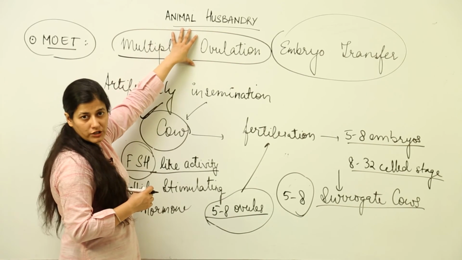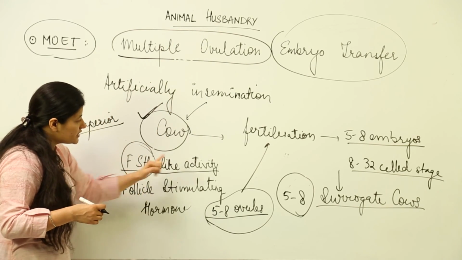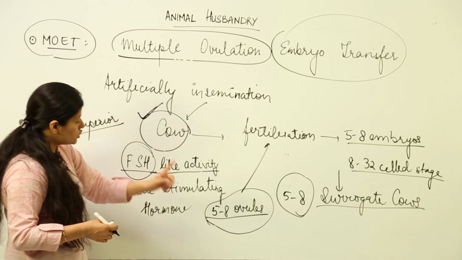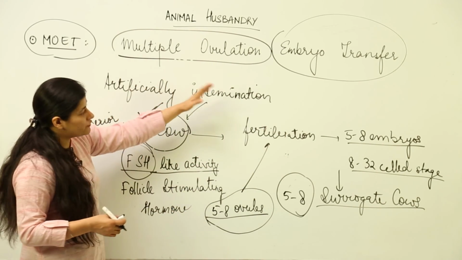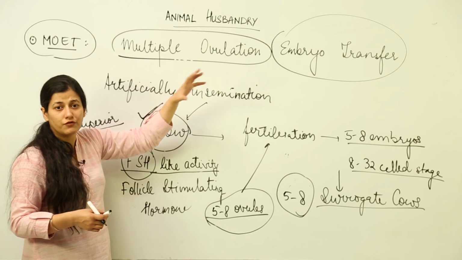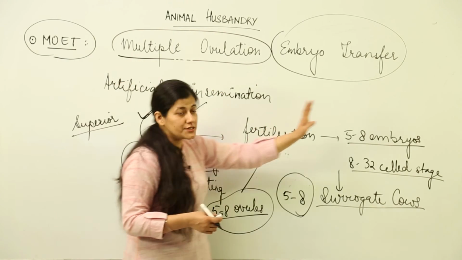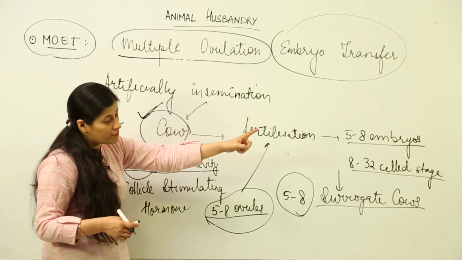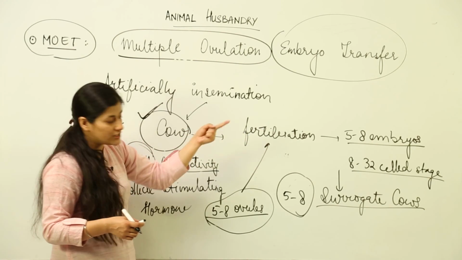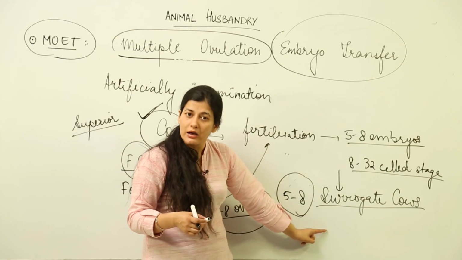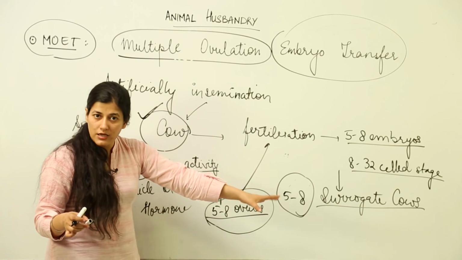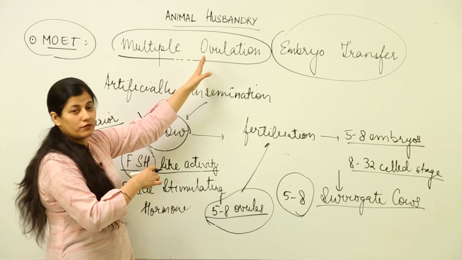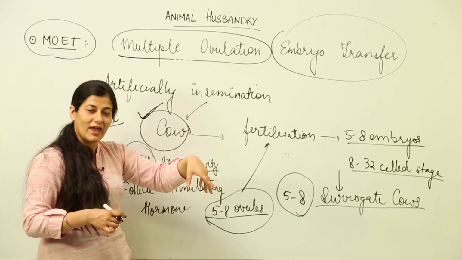We had multiple ovulation. We subjected a cow to FSH-like activity hormones which produced 5 to 8 ovules instead of 1. Those ovules were fertilized using the artificial insemination method where the semen is taken from a superior bull. That resulted in the formation of 5 to 8 embryos inside that cow only. Now those embryos are extracted at the 8 to 32 cell stage and implanted in the surrogate cows. So you get 5 to 8 cows impregnated at the same time, while the cow which had undergone multiple ovulation is ready for another cycle of MOET.